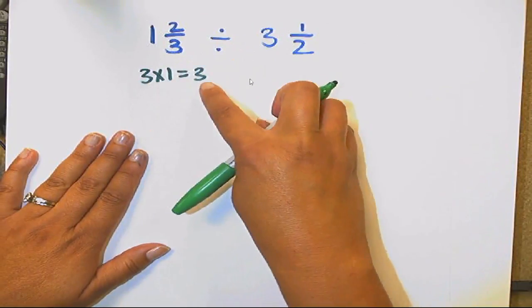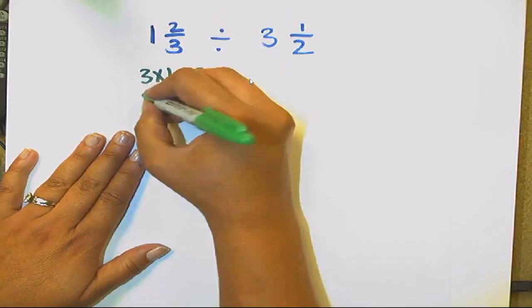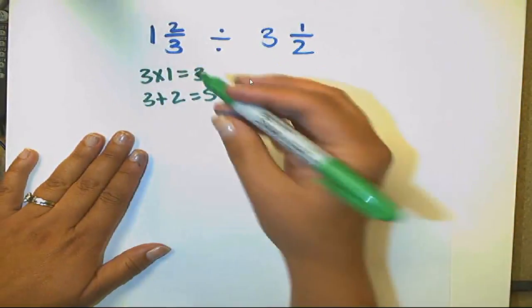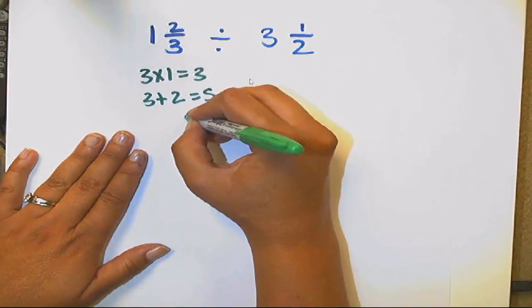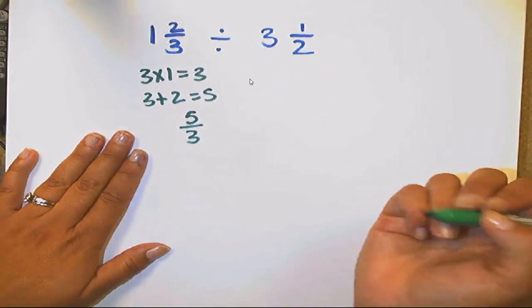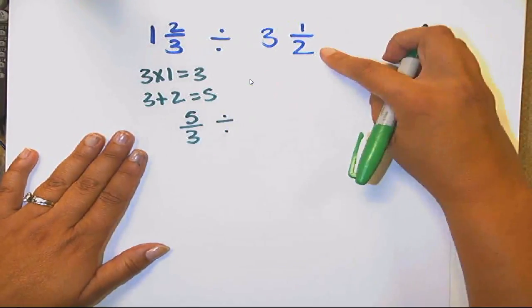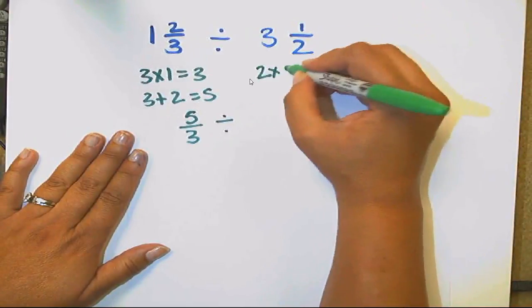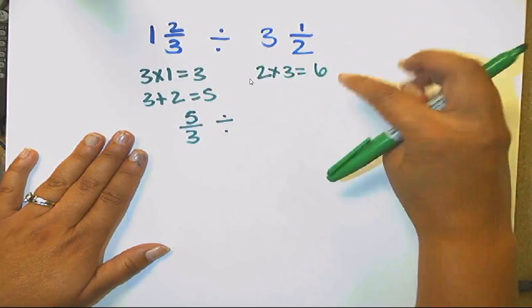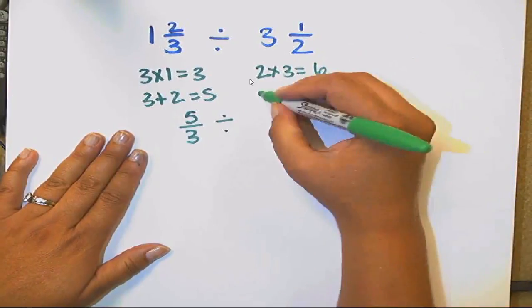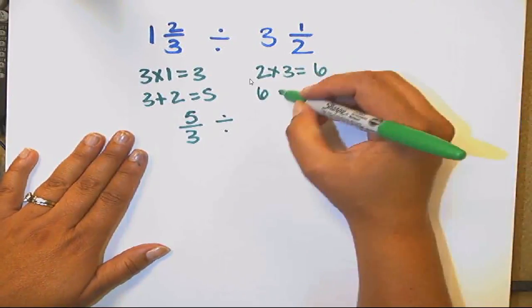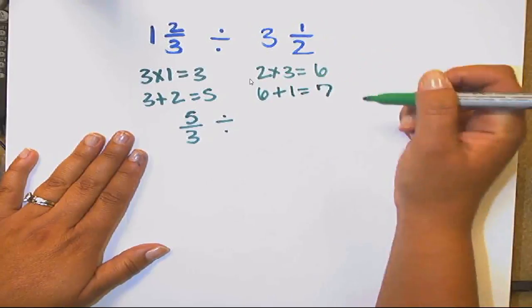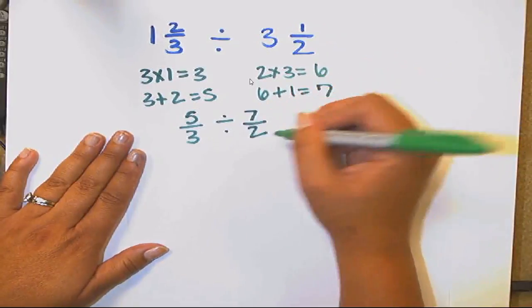I'm going to take that 3 and I'm going to add it to my numerator. 3, 5. And that sets me up with my new fraction of 5/3. Now, let's do the same thing on the other side. Let's take our denominator 2 and multiply it by our whole number, which gives us 6. We're going to take that 6 and we're going to add it to this numerator up here. 7. So we have 7/2.